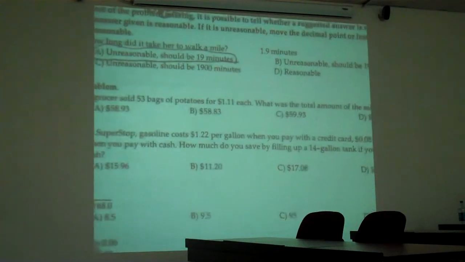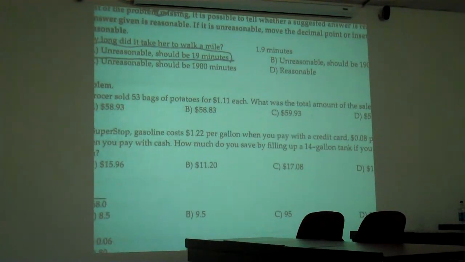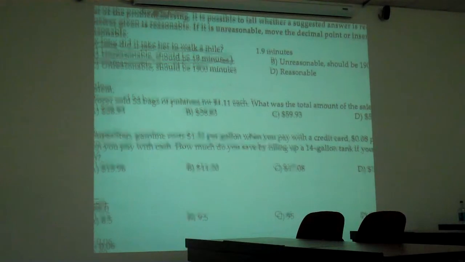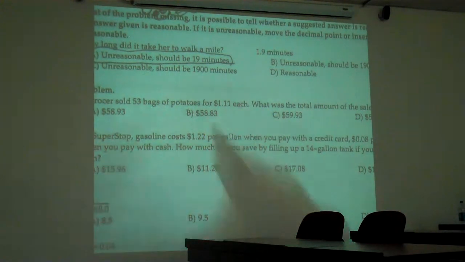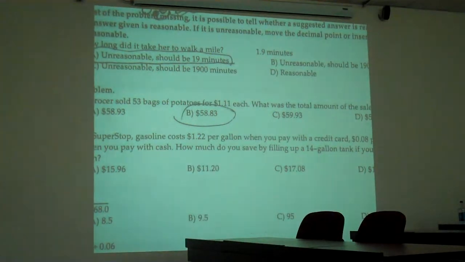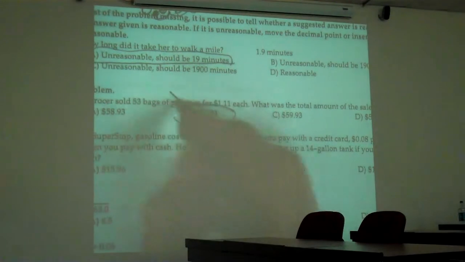Number 20, a grocer sold 53 bags of potatoes for $1.11 each. What was the total amount of the sale? So 53 times $1.11. Now what's that answer? $5,883. $58.83. You just gotta multiply, right?